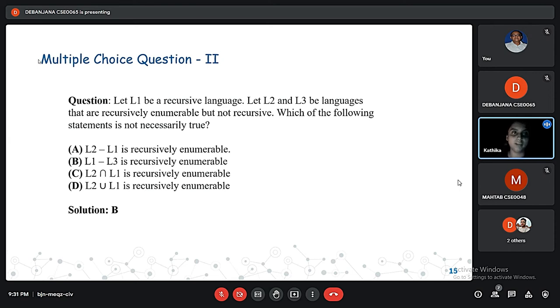Now if we move on to the solution part, the solution of this question is answer B, and it is because if we take the case of option A, it will always be true, because recursive is always recursively enumerable, and it's a fact. And if we move on to option B, it is not always true, as L1 minus L3 equals L1 intersection complement of L3, and L1 is recursive, L3 is recursively enumerable but not necessarily recursive. So we have to note this point. And moving on to options C and D, they are always true, because recursively enumerable languages are closed under intersection and union. So through all these facts, we can understand the solution is B. Now the next question will be discussed by my next teammate.